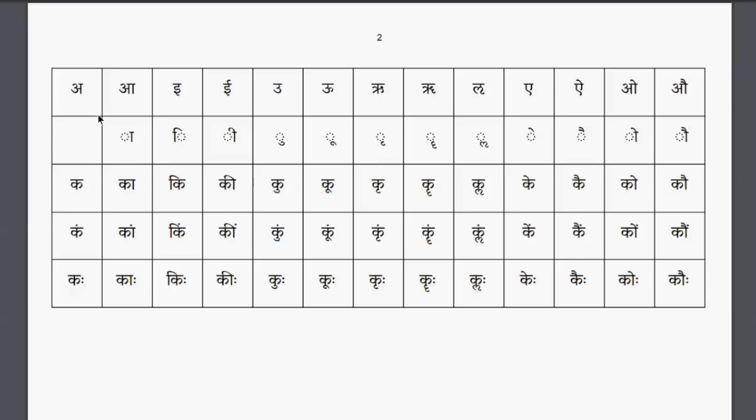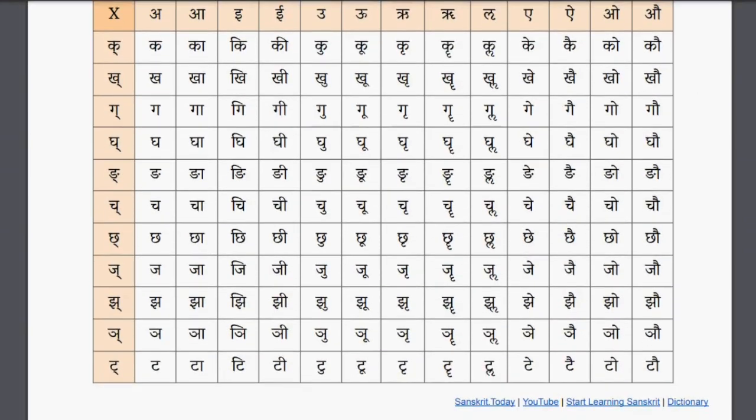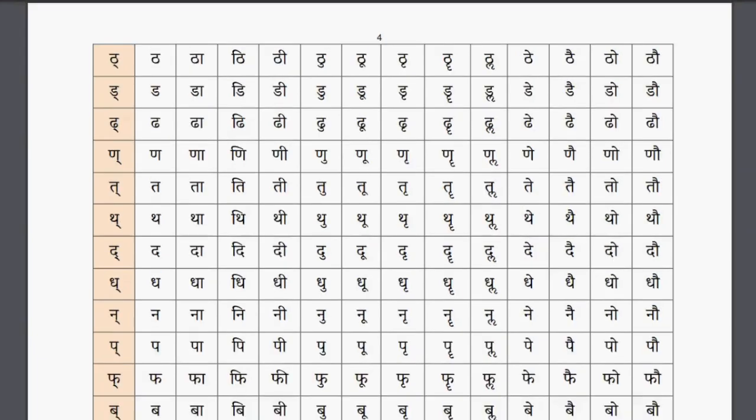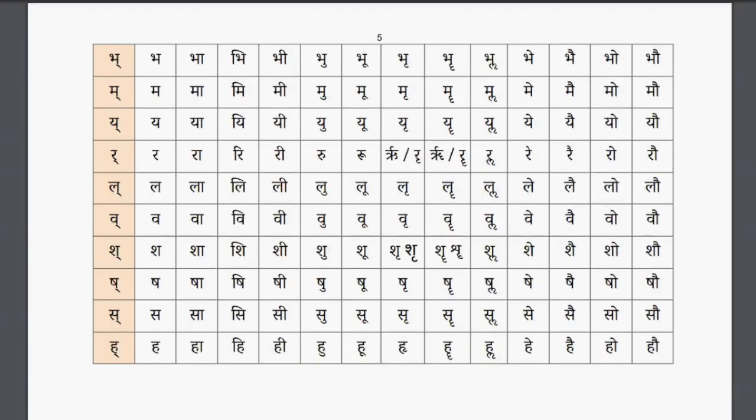Then we saw the matras that represent these swaras, and how the combination of the consonant with the swara results in these Gunita Aksharani. And we learned about the Anuswara and Visarga, that they always combine with a swara and not directly with the consonant. And likewise, we have done the oral exercises where we covered the Gunita Aksharani for all the 33 consonants. So, we did all this.